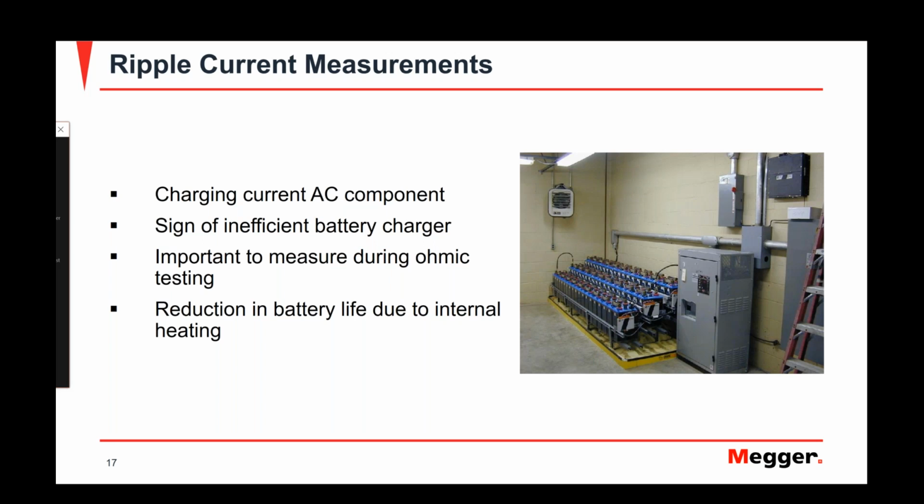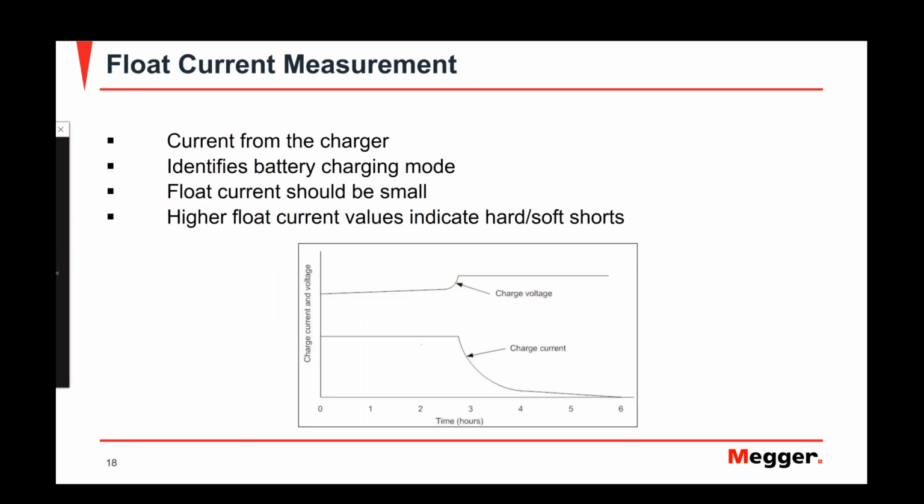Also, ripple current can increase as the electronic components in the charger age. And this is why it's important to measure ripple current periodically and avoid that negative effect that it can create on your battery life. Because of this, the ability to measure ripple current has been designed into Megger's battery impedance test sets. And so now let's talk about float current.